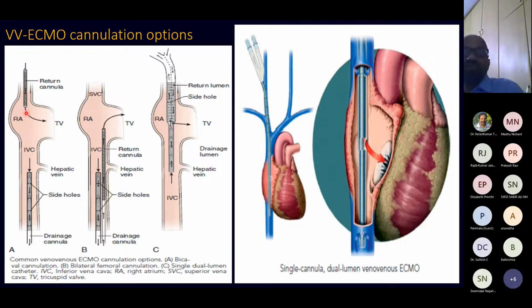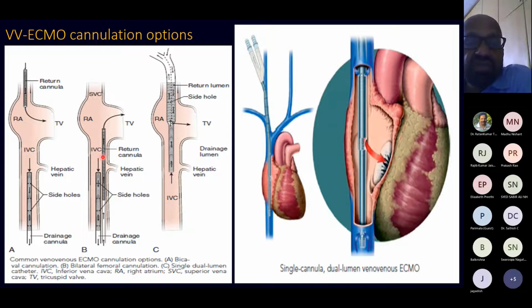RA, a little above the mid RA position, and see that the return cannula gives blood into the tricuspid valve, which goes to the right ventricle and pulmonary artery, and this is oxygenated blood going on to the right side and maintaining the arterial oxygen saturation.